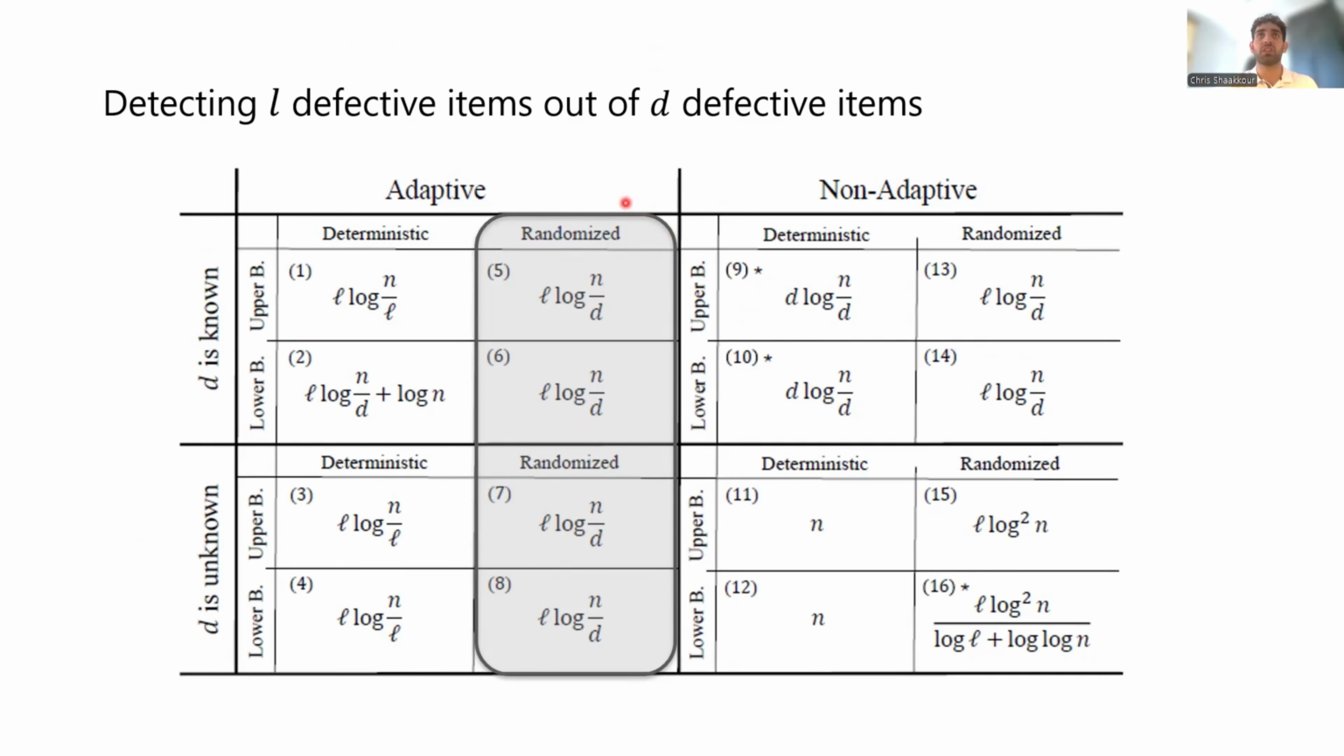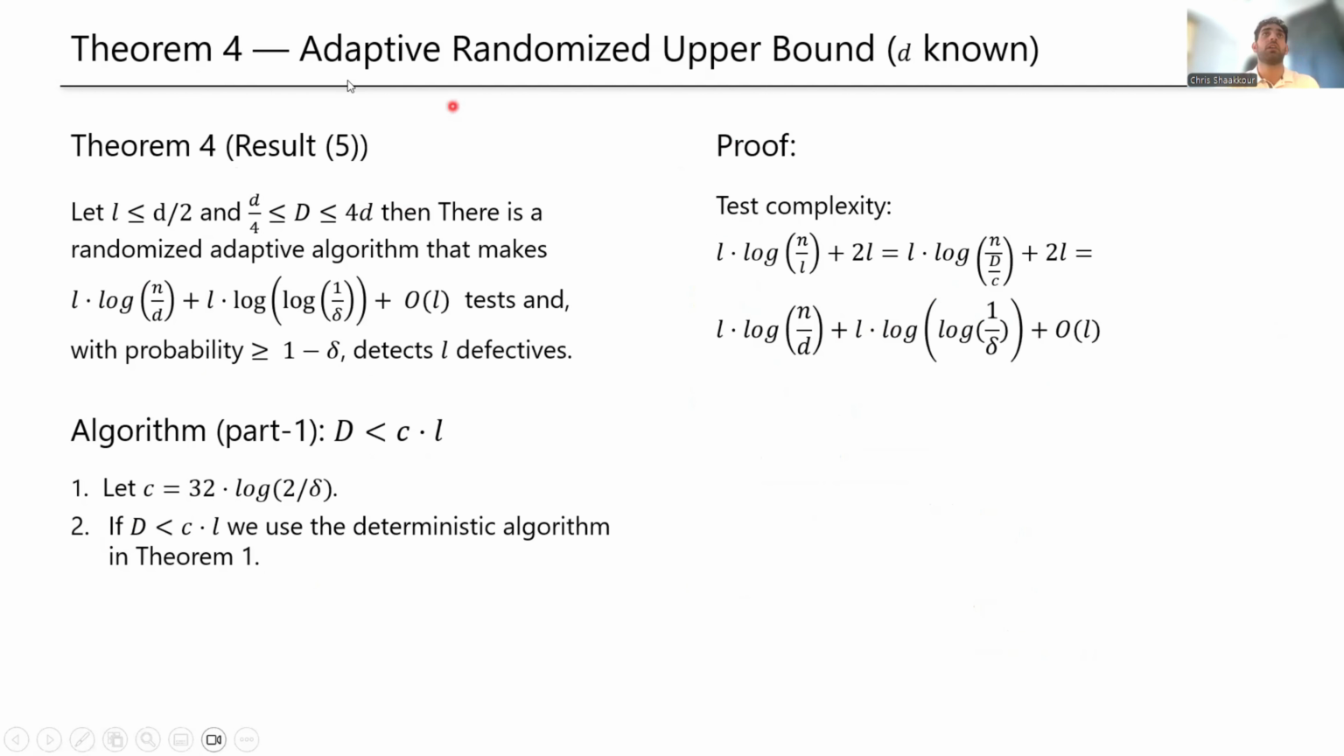Okay, so let's go over 5, 6, 7, and 8 and prove these points. So theorem number 4 is related to result number 5. We have an adaptive randomized upper bound where D is known algorithm. So randomized again is where the algorithm could give us an output with a probability.